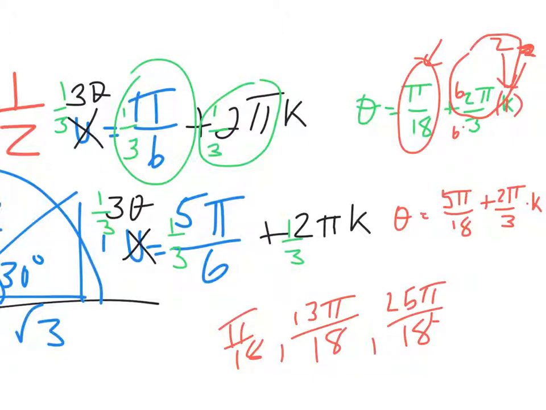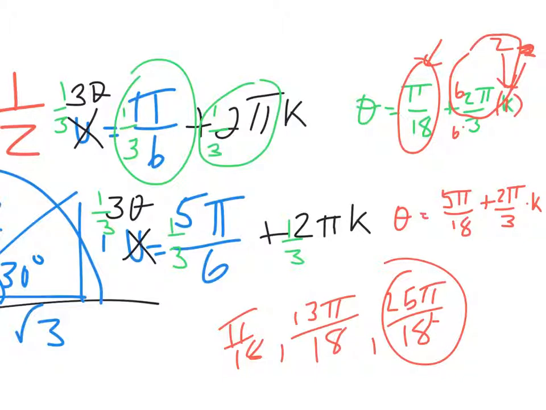And you know how you know when you should stop? Once your answers get bigger than 2 pi. Is 25 pi over 18 bigger than 2 pi? No. 36 pi over 18 would be 2 pi. So if it gets bigger than 2 pi, you've gone too far.